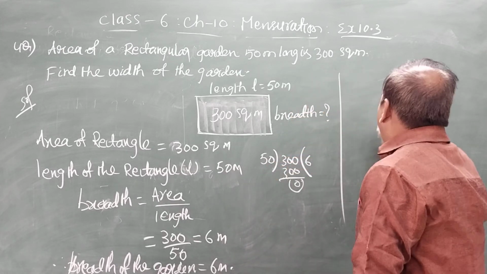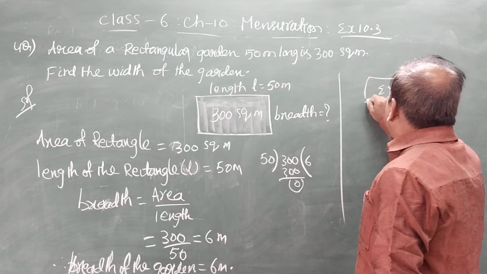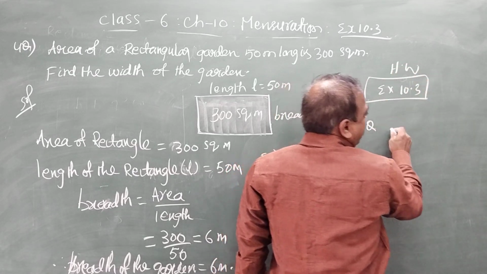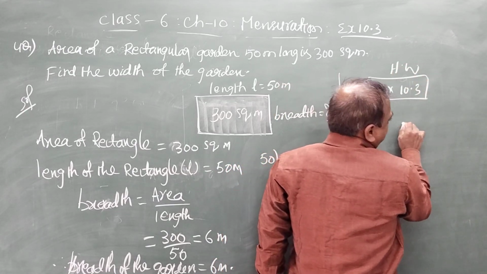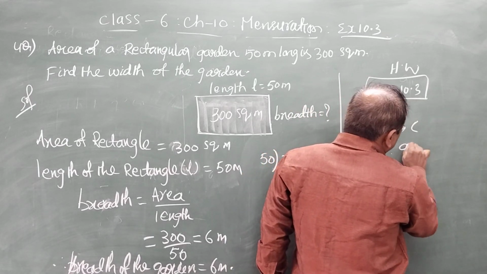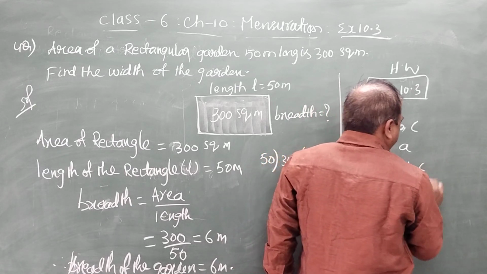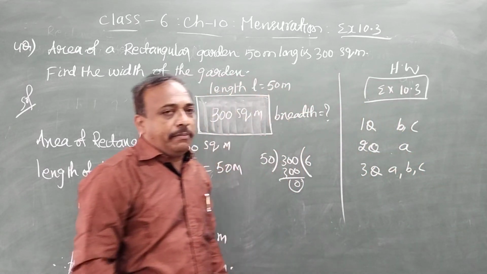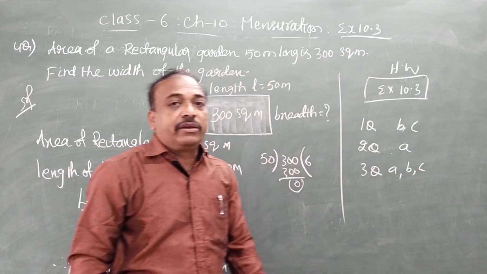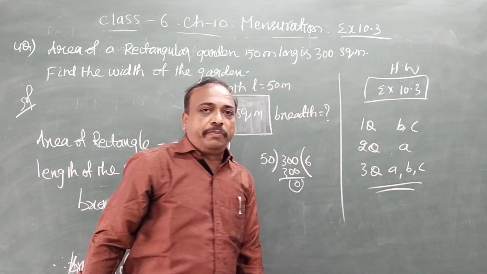Apart from this, from the same exercise, exercise 10.3, some homework questions: question number 1, B, C; question number 2, A; and in question number 3, all of A, B, C you have to complete. So this is your homework. I hope you understood.